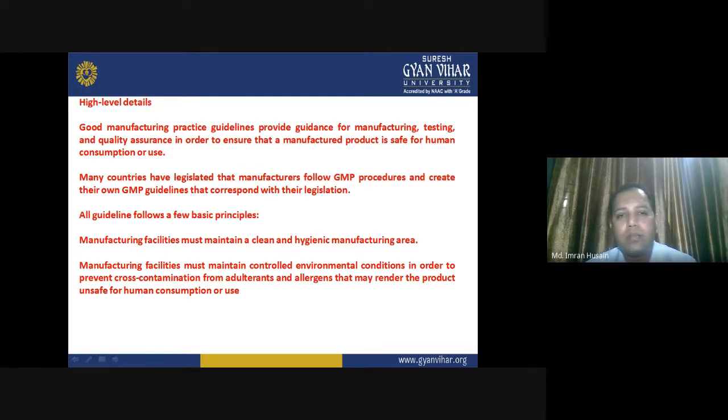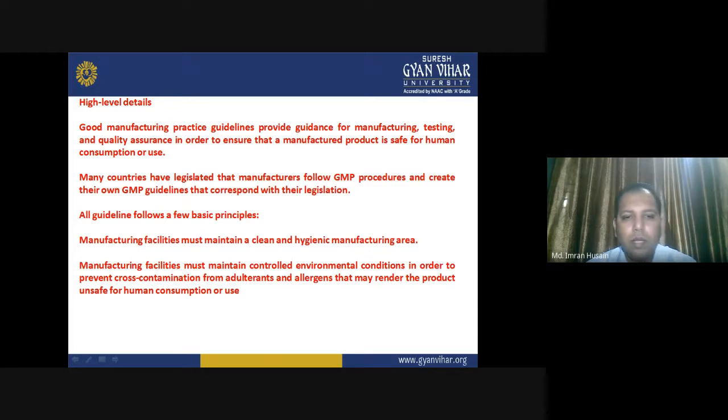Good manufacturing practices guidelines provide guidance for manufacturing, testing, and quality assurance in order to ensure that a manufactured product is safe for human consumption or use. Many countries have legislated that manufacturers follow GMP procedures and create their own GMP guidelines that correspond with the legislation. All guidelines follow basic principles.